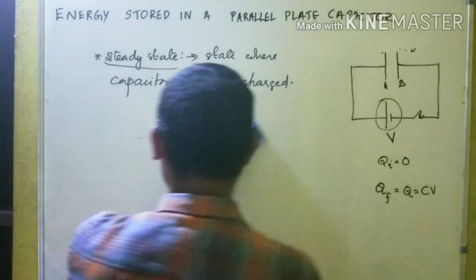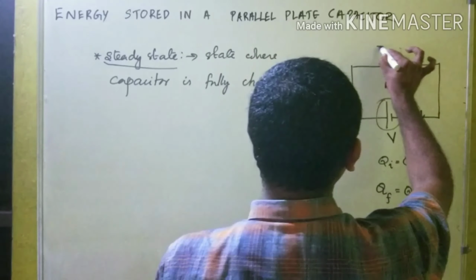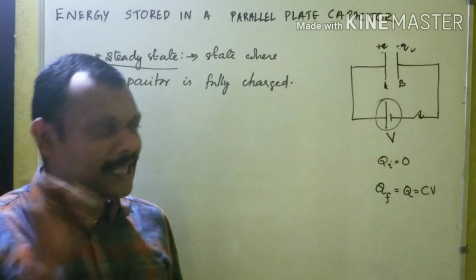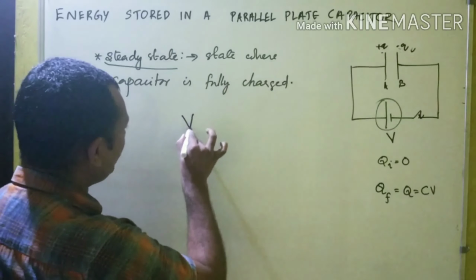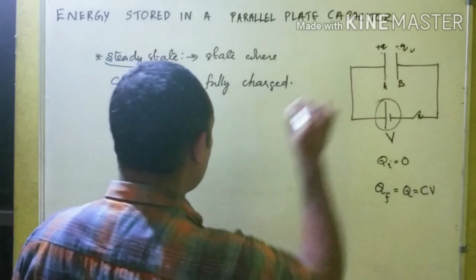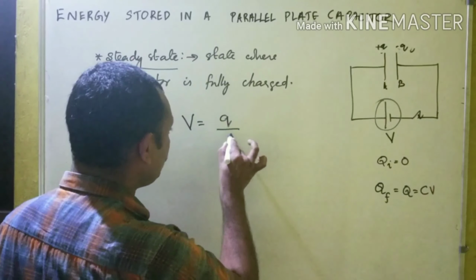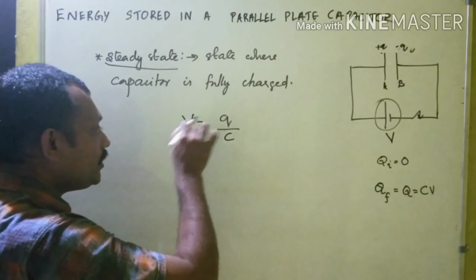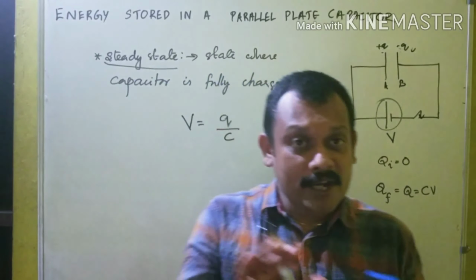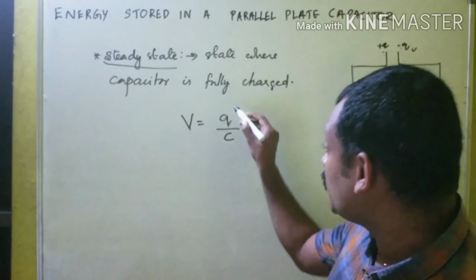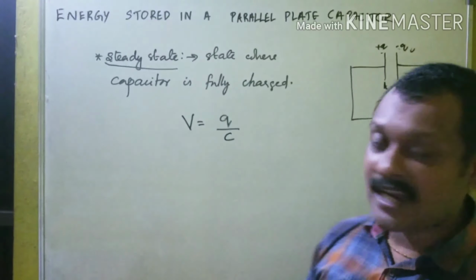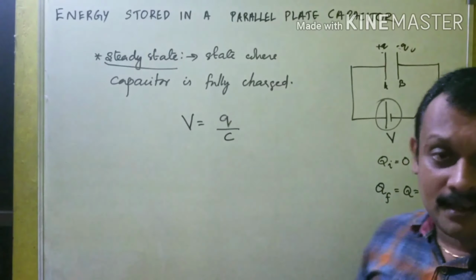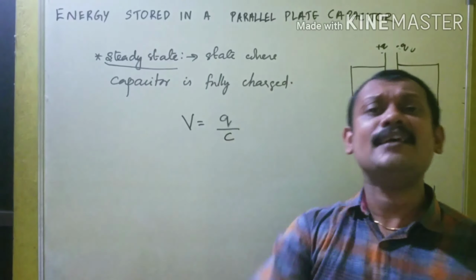Now let us consider a situation where the charge on this plate is +q, the charge on this plate is -q. That means the potential difference between the plates A and B is now q by c. Now learn this formula because c is equal to q by v or v is equal to q by c. The potential difference between the plates is q by c. That means on plate A we have charge +q, and on plate B the charge present is -q.